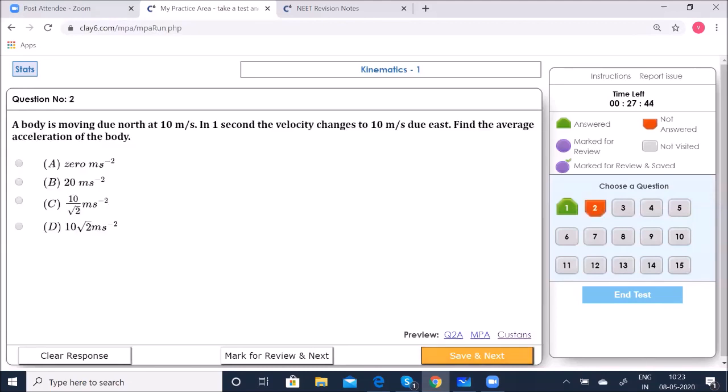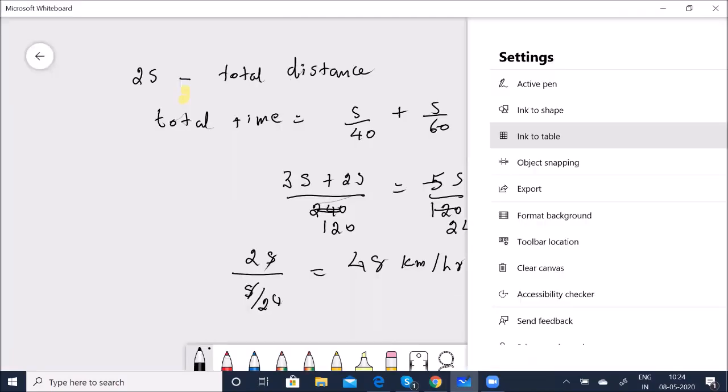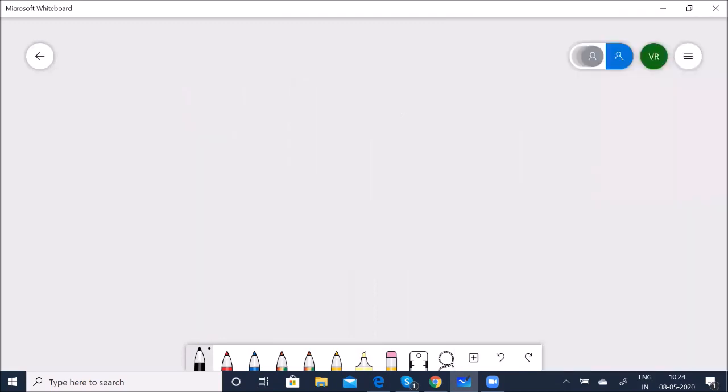A body is moving due north at 10 meters per second. In 1 second, the velocity changes to 10 meters per second due east. Find the average acceleration of the body. Okay, let me solve that for you. First, it is going due north. Okay, let us say it is north. And then east, 10 meters per second east. Here also 10 meters per second. Okay, so let me complete the parallelogram. So obviously this is going to be the resultant.